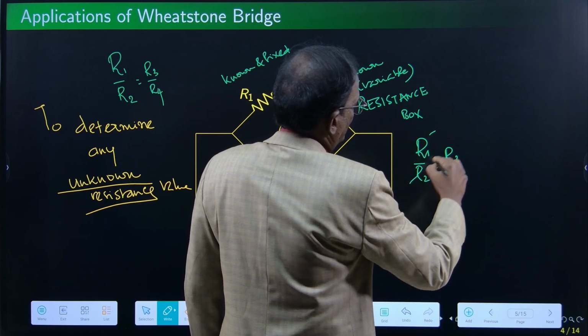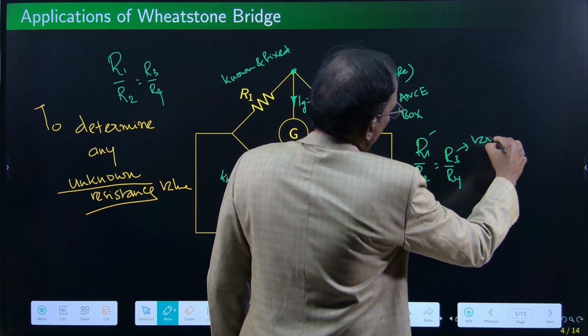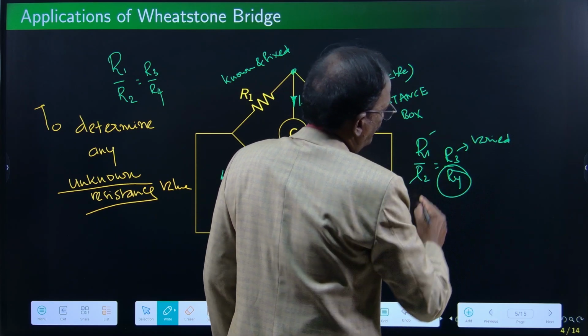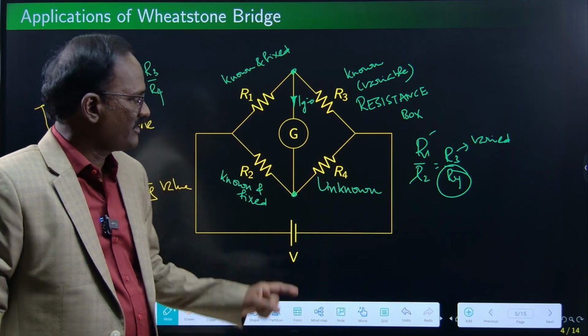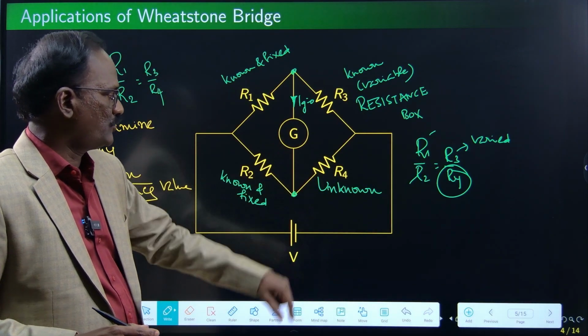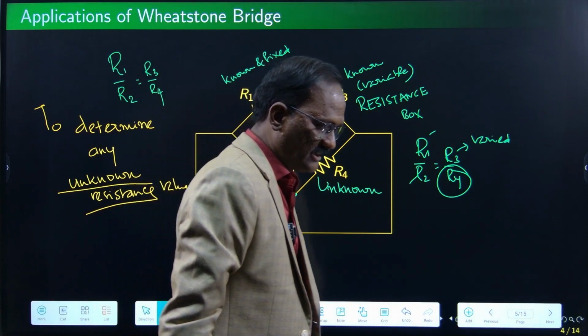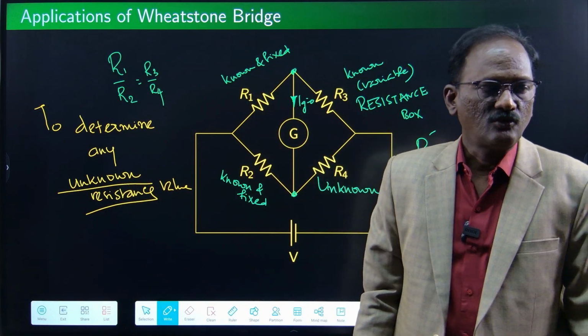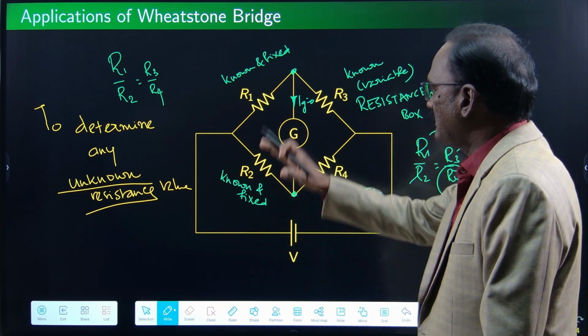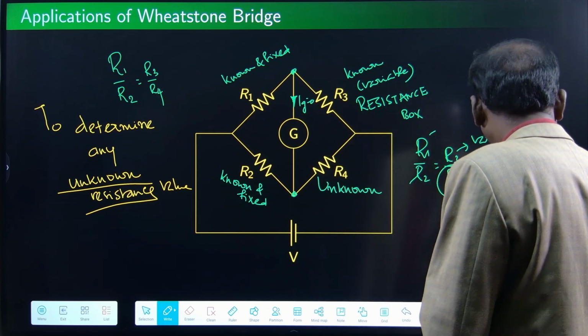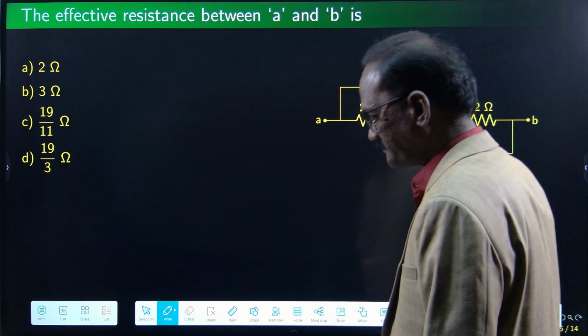Right? This is fixed, this is varied, and this is the unknown value. Then you write this formula and find the value of that unknown conductor R4. So this is the usage of a Wheatstone bridge. To find the value of one unknown resistance, we use this Wheatstone bridge and make this setup. So let us solve some numericals.